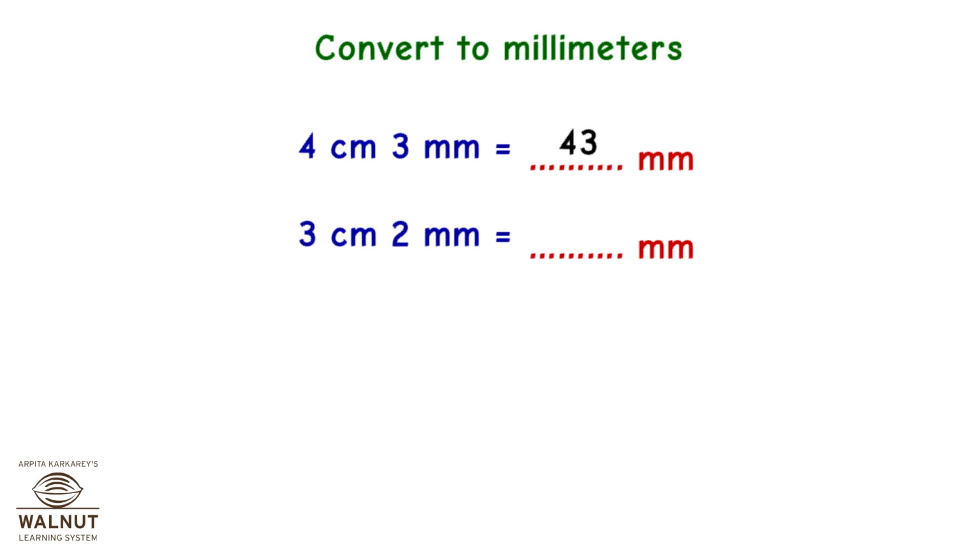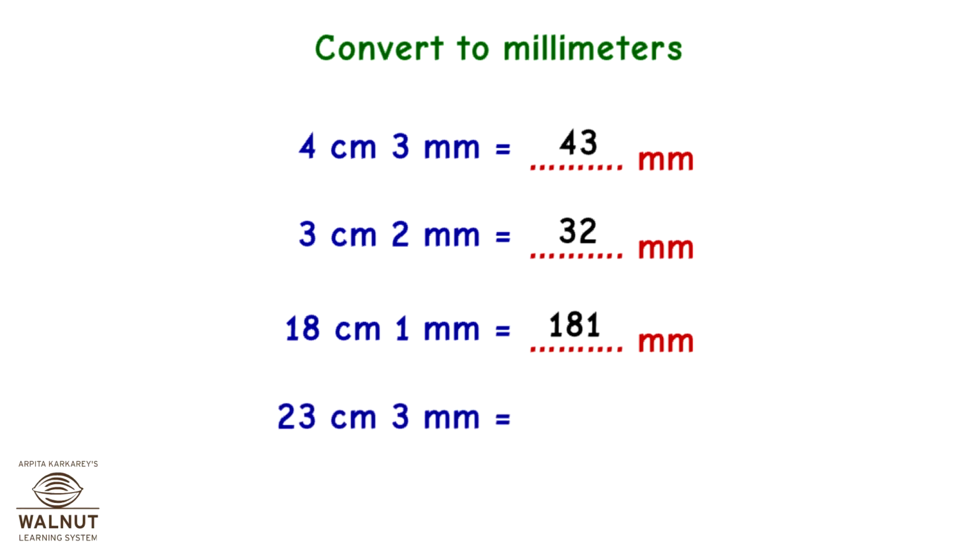Convert to millimeters. 4 centimeters and 3 millimeters is equal to 43 millimeters. 3 centimeters and 2 millimeters is equal to 32 millimeters. 18 centimeters and 1 millimeter is equal to 181 millimeters. 23 centimeters and 3 millimeters is equal to 233 millimeters.